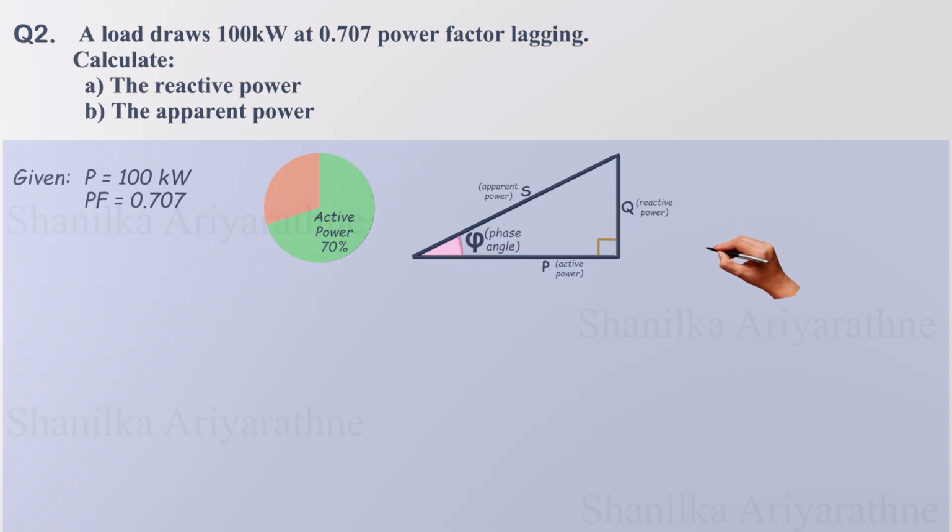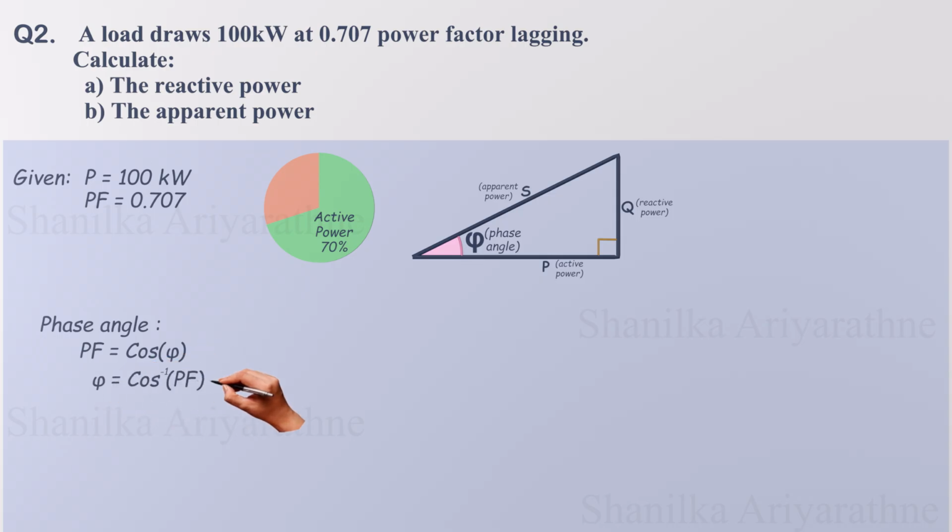Using our power triangle as a guide, we'll first need to find the phase angle before we can calculate the reactive power. Since the power factor equals the cosine of the phase angle, we can find the phase angle using the inverse cosine of our power factor. Phase angle is 45.57 degrees. This 45-degree phase angle is particularly interesting. It indicates that our current waveform is shifted significantly from our voltage waveform, resulting in substantial reactive power consumption.